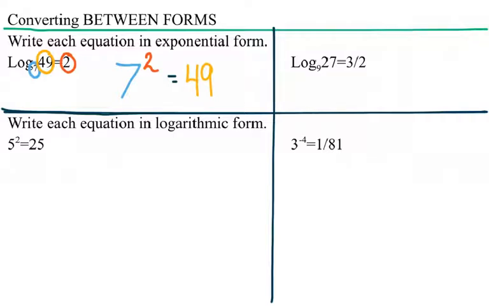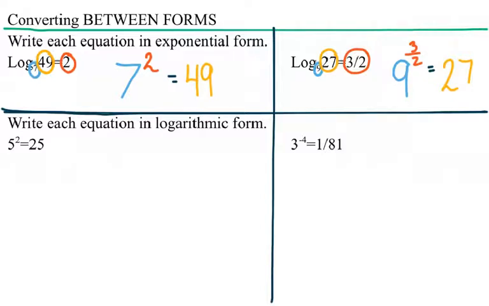So if we do the next one the same way, I'm going to do the base in blue, what I'm taking the log of in yellow, and the answer in red. So when I convert this to exponential form, whatever the base of the log is becomes the base of the exponent. The number by itself, the answer, becomes the exponent. And whatever you were taking the log of becomes the answer. Okay? And then we'll just work backwards from there.